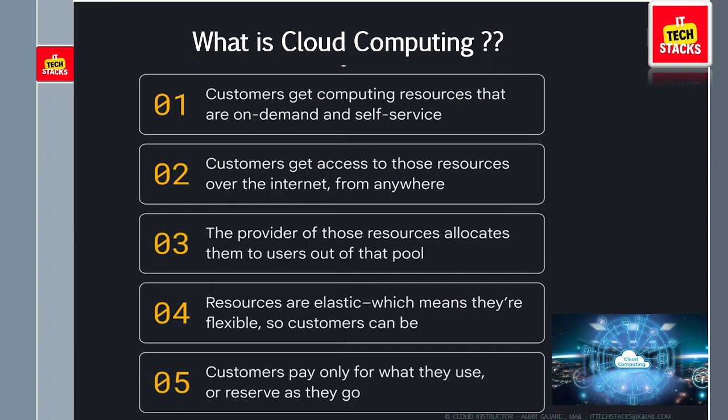The fifth point is customers pay only for what they use or reserve as they go. Like in a legacy system, you have to purchase the entire system, hardware and software, based on your peak season requirement. For the rest of the around 10 months, those hardware are not fully utilized, but for the remaining 2 to 3 months during peak season, they get utilized. But we used to pay the entire fees we were charged.